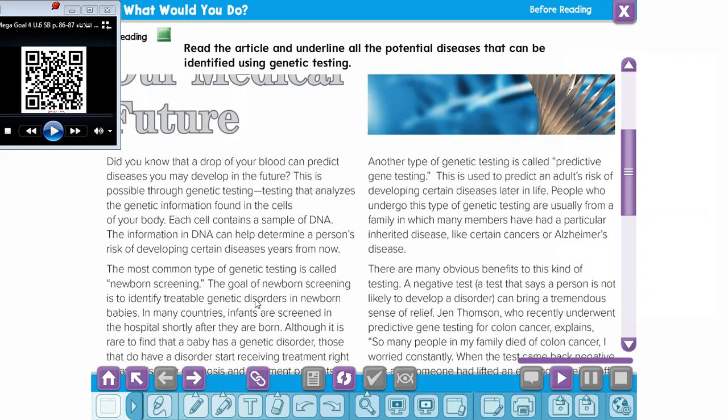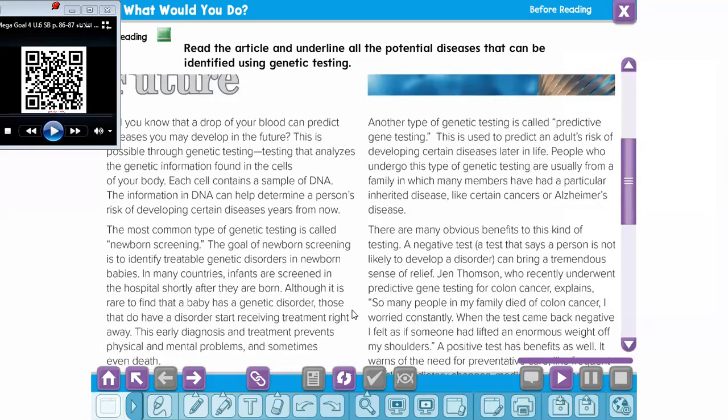Thanks. Now I want to know the meaning of this word, disorder. What does it mean? Genetic disorder.